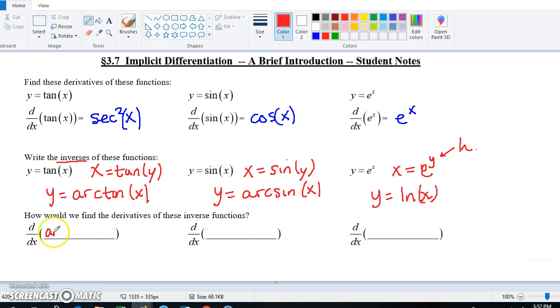Our goal today is to know or learn where the derivatives of these three inverse functions come from. In the end, I'm not going to make you do that process. We're just going to know the rule. So we're going to try to find out what these three derivatives are.